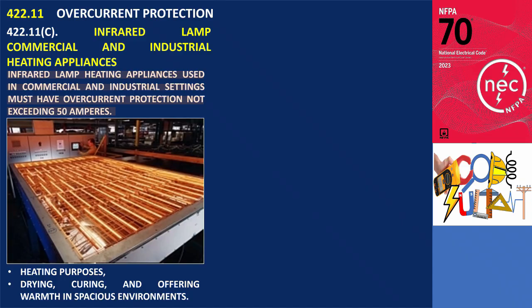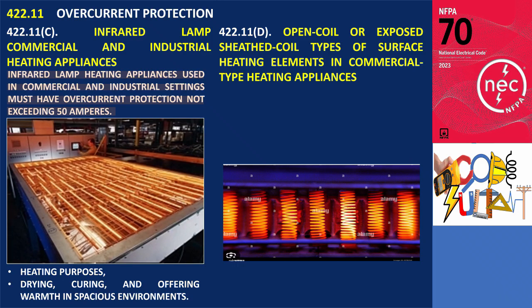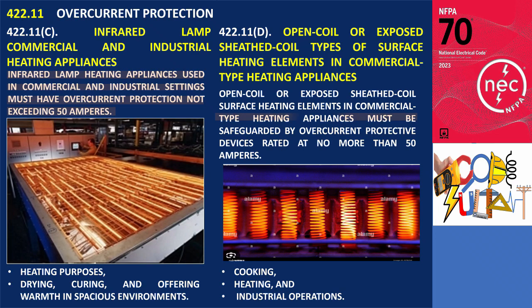Section 422.11(D), which focuses on open coil or exposed sheathed coil types of surface heating elements found in commercial-type heating appliances. These heating elements are widely utilized in various applications, such as cooking, heating, and industrial operations. Similar to infrared appliances, open coil or exposed sheathed coil surface heating elements must also be safeguarded by overcurrent protective devices rated at no more than 50 amperes.